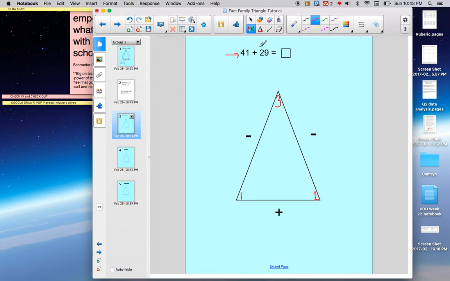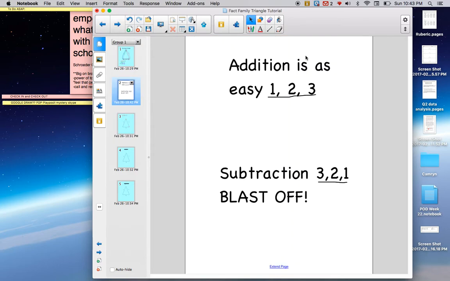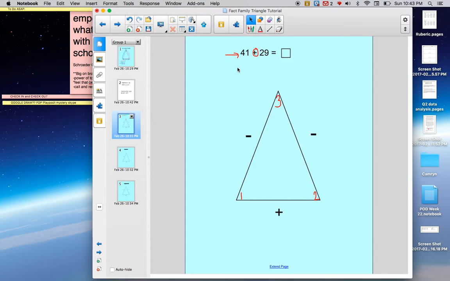Now, I have to look and see. This is an addition problem. So I'm going to go back to this. Addition is as easy as 1, 2, 3. Now, my numbers on my equation match up with my numbers in my fact triangle.